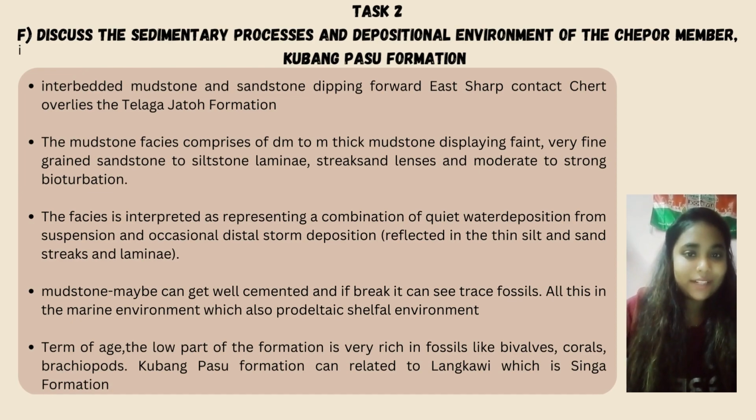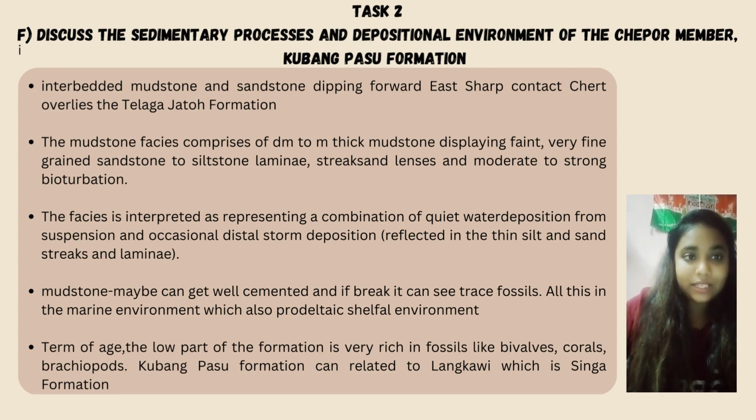Okay, the next question in task 2 is question F, where we discuss the sedimentary process and depositional environment of the Cepor Member, Kubang Pasu Formation. In the Cepor Member, it is interbedded mudstone and sandstone dipping towards the east. A sharp contact chert overlies the Telaga Jatuh Formation. The mudstone facies is comprised of decimeter to meter thick mudstone displaying faint and very fine-grained sandstone to siltstone laminae with streaks and lenses and also moderate to strong bioturbation.